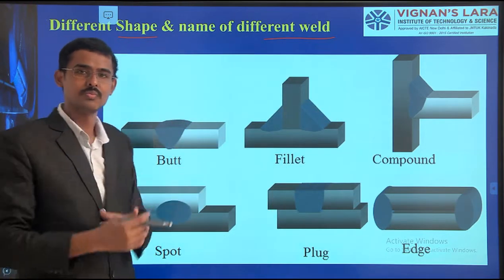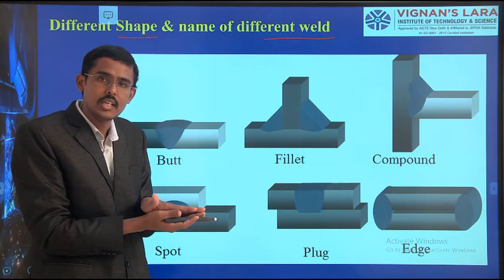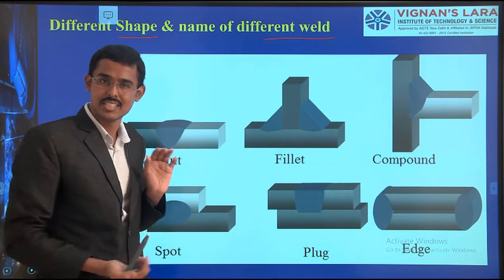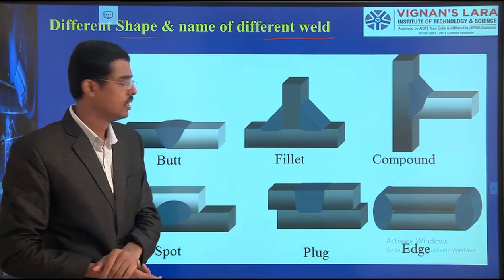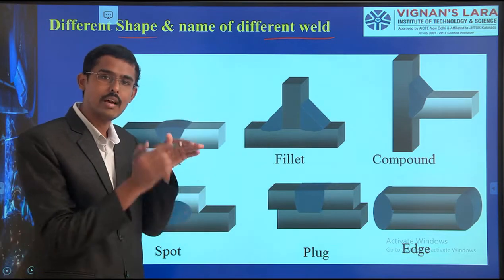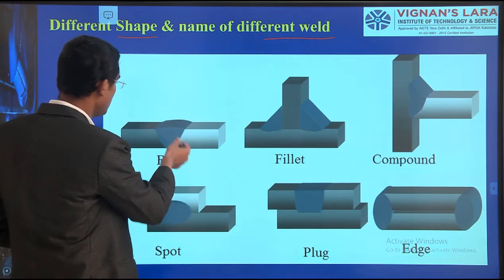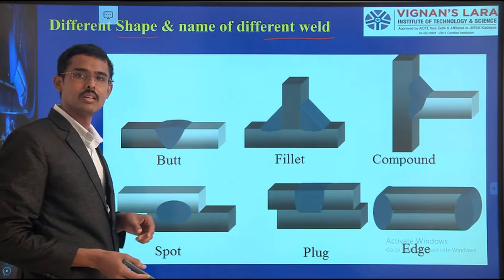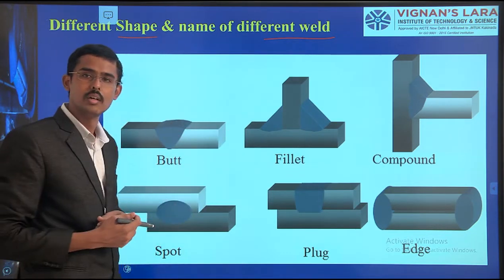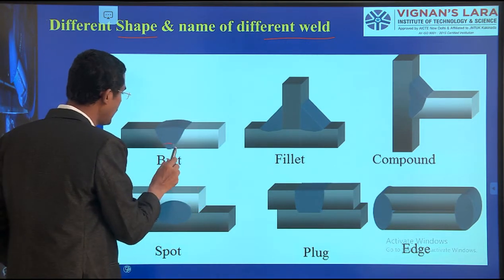So now we come to the different shapes and names of the weld. As of now, we have seen the types of joint. It may be a butt joint, a T joint, an edge joint, or a corner joint. Such joint configurations we have seen. Now we are going to talk about the weld configurations. The joint we have kept, and also the weld to be done. See, this is butt joint, butt weld. I have kept the components here in the butt format and have done the butt welding process.